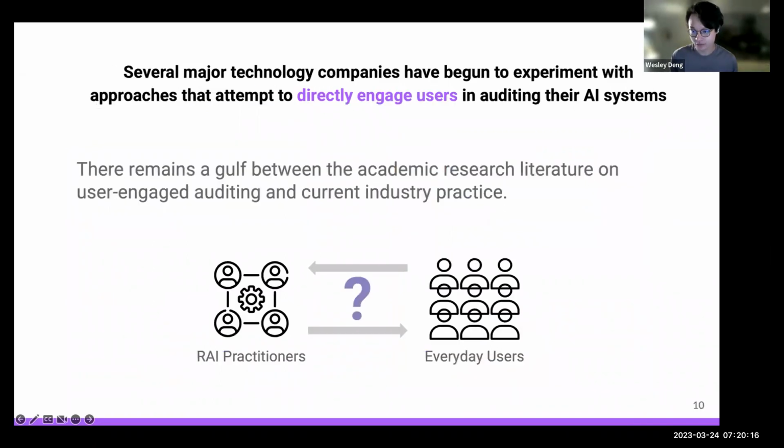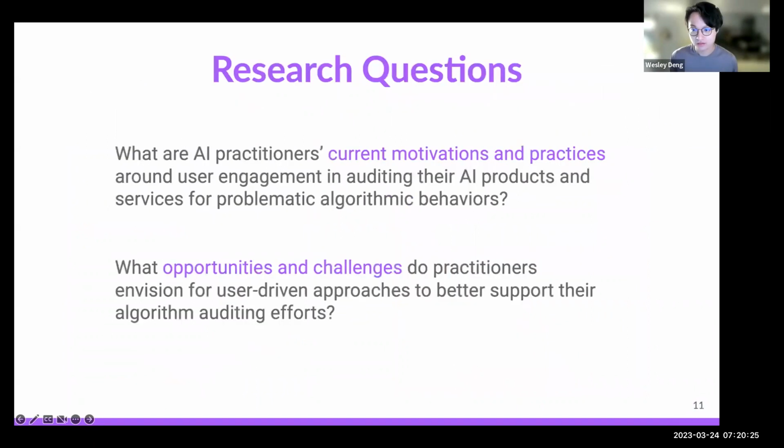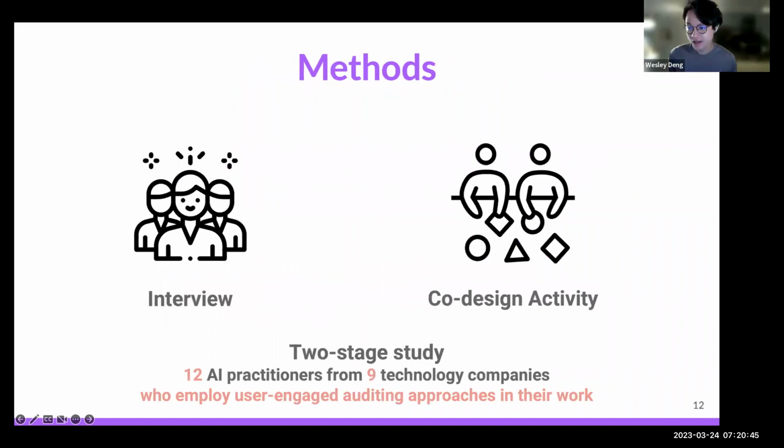Despite growing interest from industry, there remains a gulf between the academic research literature on user-engaged auditing and current industry practice. Specifically, what are AI practitioners' current motivations and practices around user engagement in auditing their AI products and services? Second, what opportunities and challenges do practitioners envision for user-engaged approaches to better support their algorithm auditing efforts? To investigate, we conducted a two-stage study with 12 industry practitioners from 9 technical companies who already experimented with engaging users in testing and auditing their AI systems.